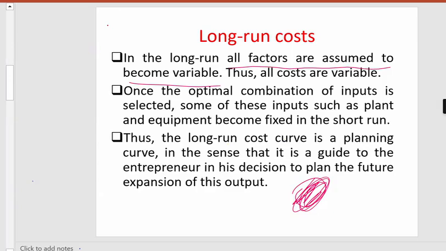I will show you some illustrations so that you can easily understand. Once the optimal combination of inputs is selected, some of these inputs such as plant, equipment, become fixed in the short run. In the short run they are fixed, but in the long run they vary. Thus, the long run cost curve is a planning curve. You can see, we will see the curve later, in the sense that it is guiding the entrepreneur in his decision to plan the future expansion. Ngoja tuangalie hii hapa.